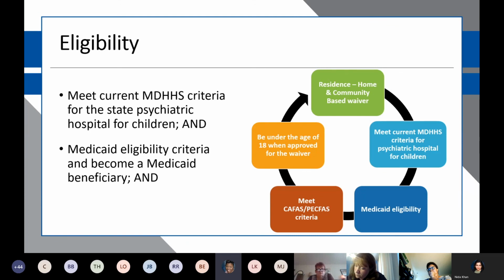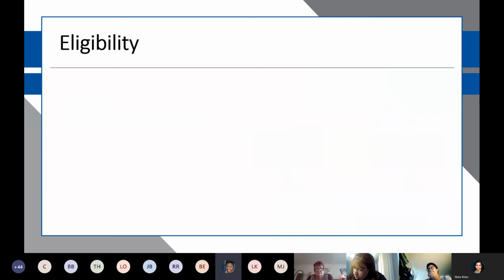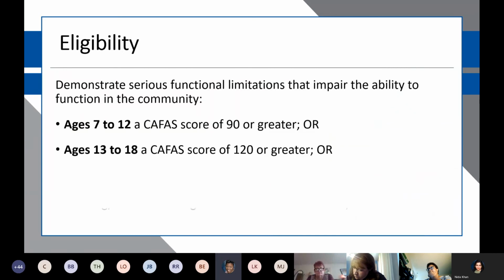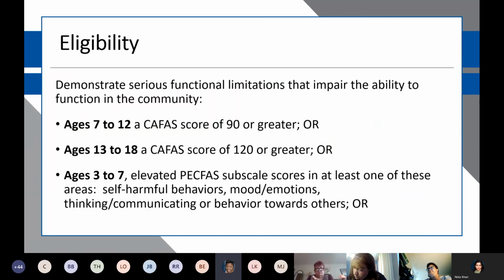It's also important to note that a child either has to already have Medicaid to receive the SED waiver, or they have to meet the Medicaid eligibility criteria to become a Medicaid beneficiary. I point that out because I know we have had a case before where there was a dual citizenship, and that is actually not a qualification for the SED waiver. So keep that in mind when you're working with children and families to identify their eligibility for the SED waiver.